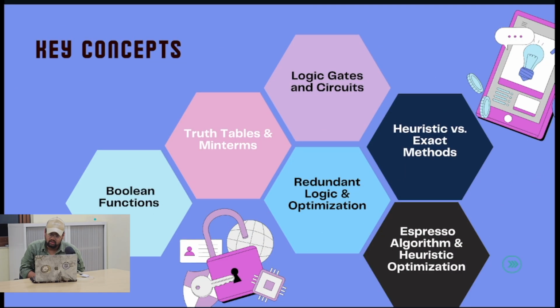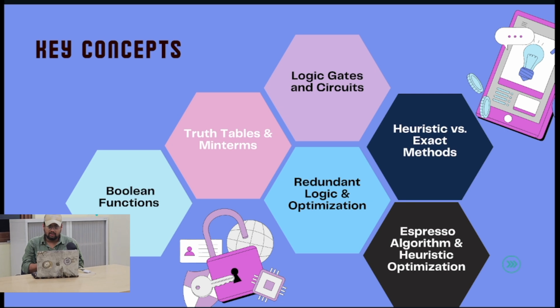So now let's talk about the key concepts we will be using in heuristic search, basically in Espresso. We will be talking about Boolean functions, truth tables and minterms, logic gates and circuits, redundant logic and optimization, heuristic search versus exact methods, the heuristic Espresso algorithm, and heuristic optimization. I believe most people are aware of this. If they're not, we suggest going through all these small topics. It will take 5 minutes at most.